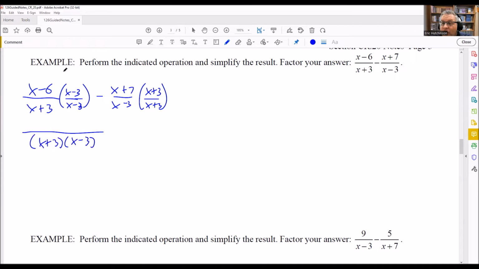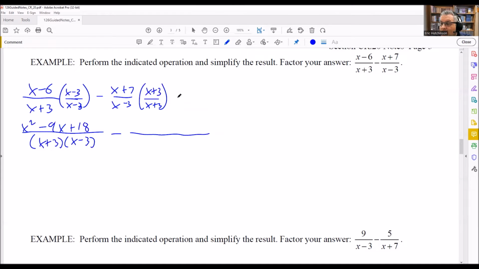Now on top, we have to FOIL this. So if we multiply this, we get x squared. We have minus 3x minus 6x is minus 9x. Negative 6 times negative 3 is positive 18. That would be the first fraction.